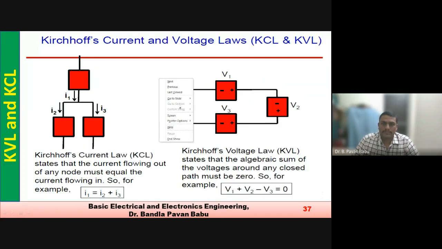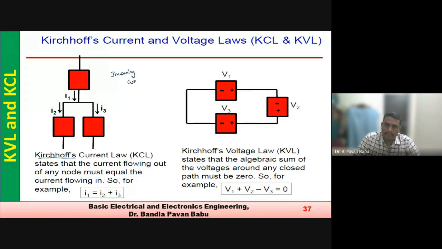So what about this KCL? Here I have already given the statement: the current flowing out of any node must be equal to the current flowing in. So we can call it incoming currents equal to outgoing currents.